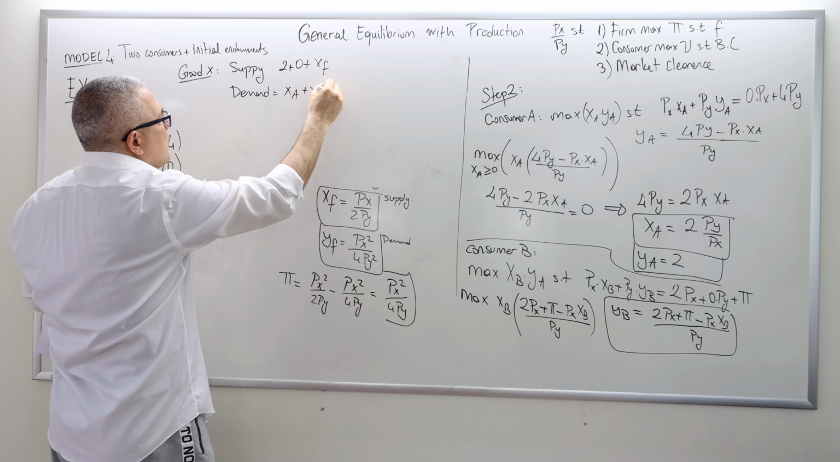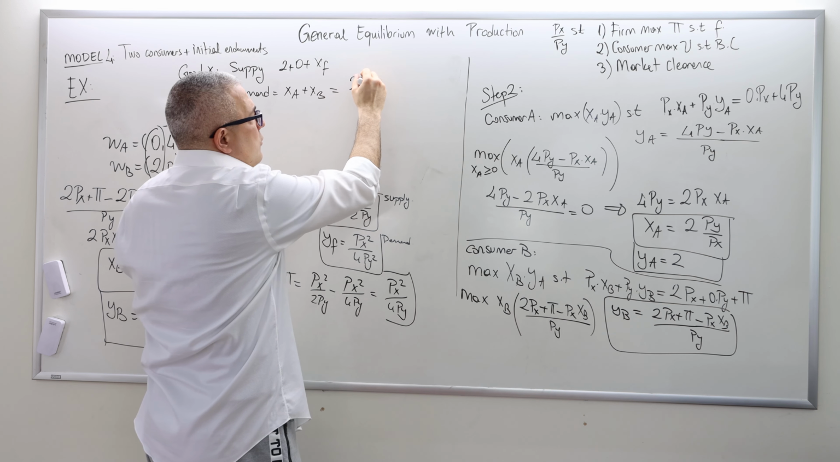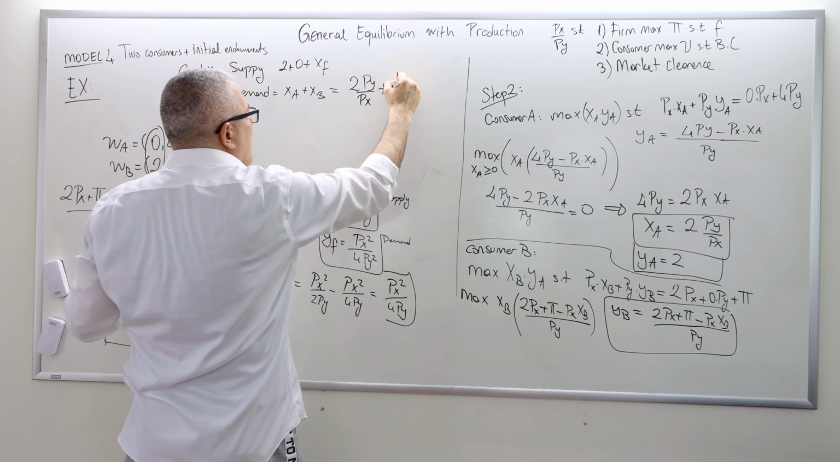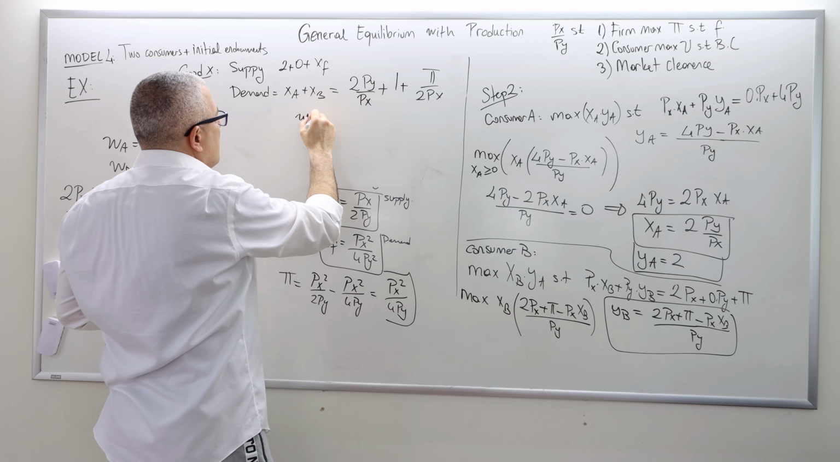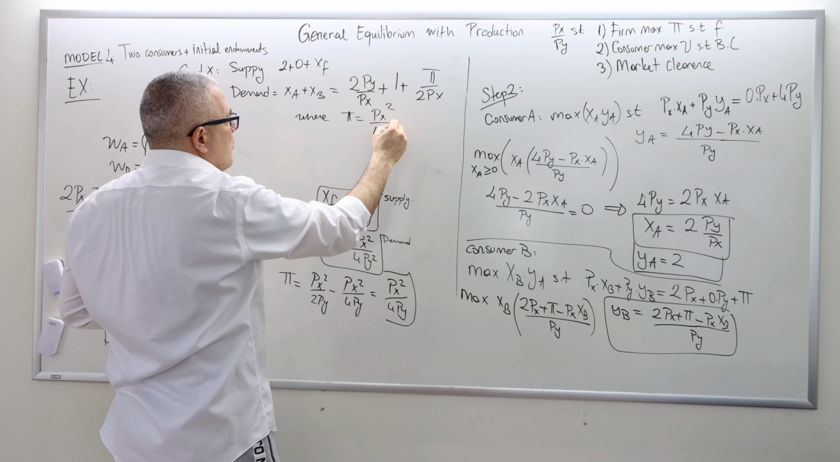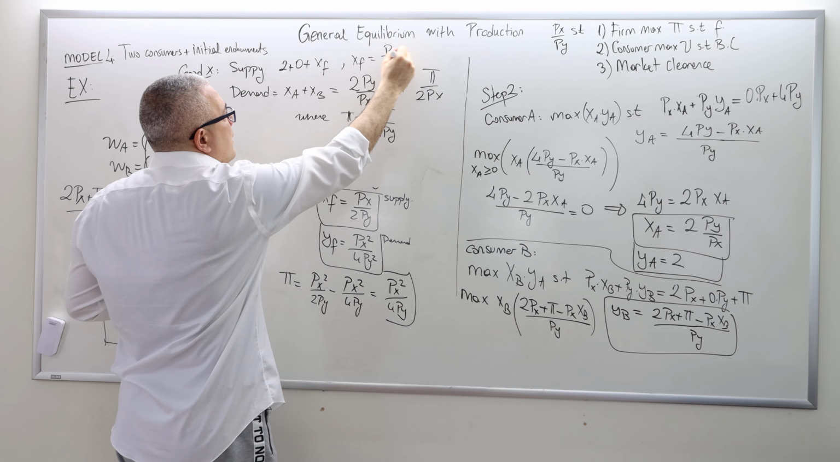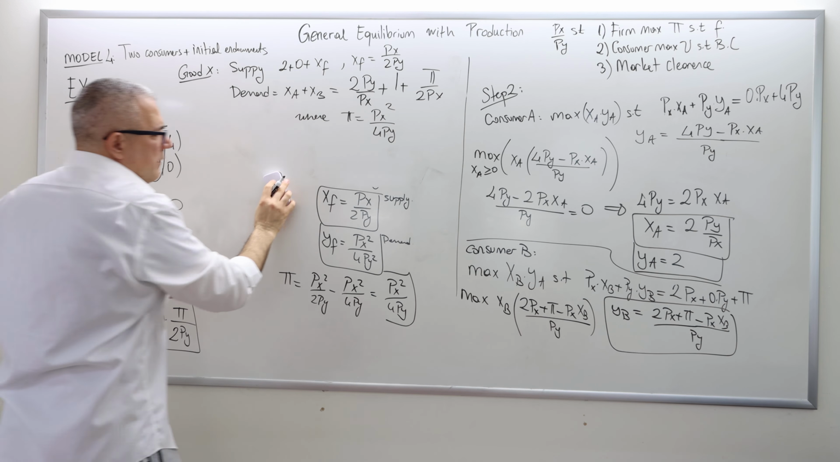The demand is XA plus XB, where XA is equal to 2PY over PX, and XB equals 1 plus pi over 2PX, where pi equals PX squared divided by 4PY. All right, that's good. By the way, here XF equals PX divided by 2PY. Good. And then I'm done with this.